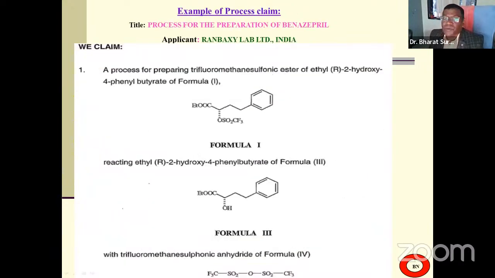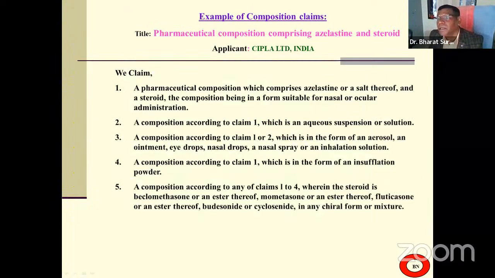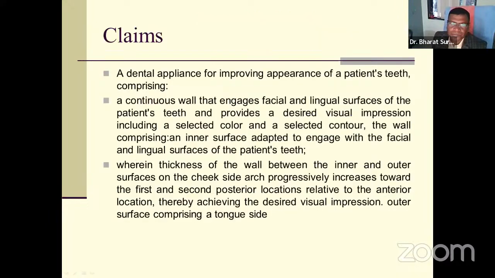I'm claiming a process of making so and so medicine, and you can get that patent. Again, composition, medicine, lotion: you can get a composition comprising azelastine or a salt thereof for ocular or nasal solution, nasal spray, nasal drops, solution, powder. I am claiming all the forms of that drug so that no one else comes with other products. So this is the way of claiming a product patent in India.